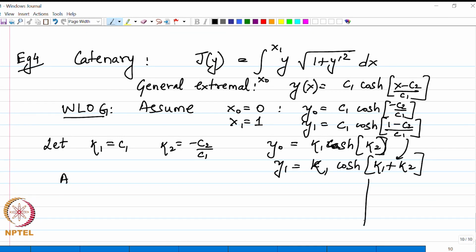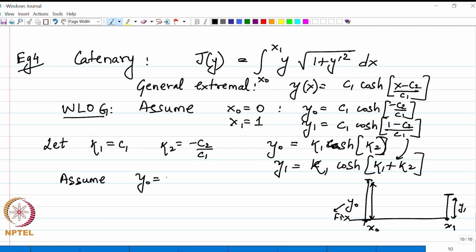So, again if we go back to the catenary problem, here we have the coordinate x naught, we have fixed that, we have coordinate x1, fix that as well. Let us also further fix y naught, and we are going to describe y1 in terms of y naught. So, let us also fix this. Let us assume y naught is also equal to 1. So, y1 will be described in terms of y naught.